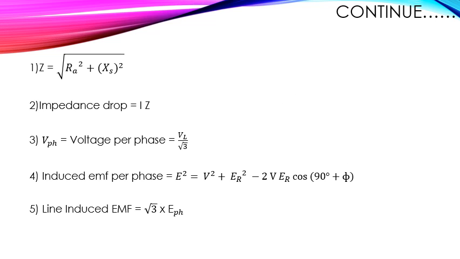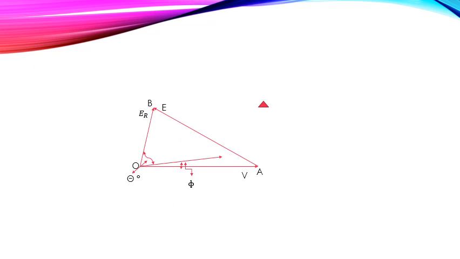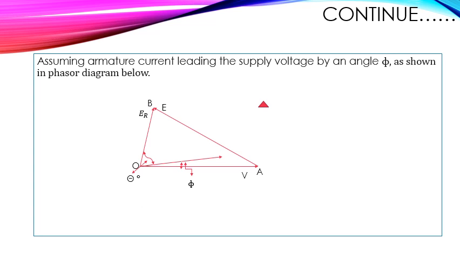Then same equations, but the difference in the induced EMF per phase calculation is that here we have to take the cos of theta plus phi, which we'll see in the phasor diagram. See here, we are assuming that the armature current leads the supply voltage by an angle phi, so I show the vector for current I leading V by an angle phi. Then the angle between current and ER is theta, which is less than 90 degrees.